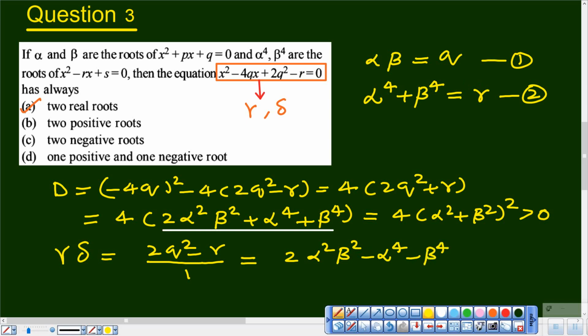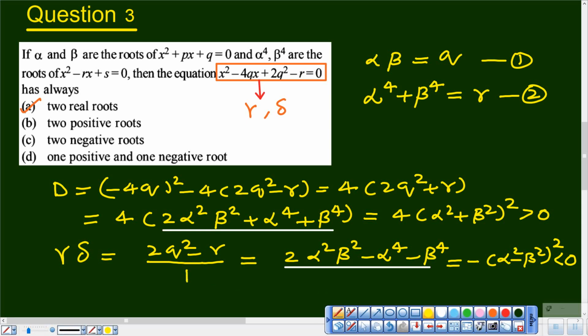Oh dear friends, again it makes a perfect square. But after I take the minus sign common, it becomes minus (alpha square minus beta square) whole square, which is always a negative quantity because it is a square of a real number and there is a minus sign before. Let's write this very neatly, right?